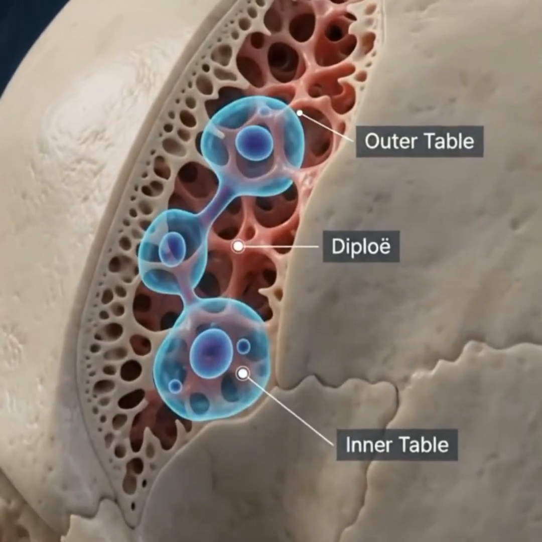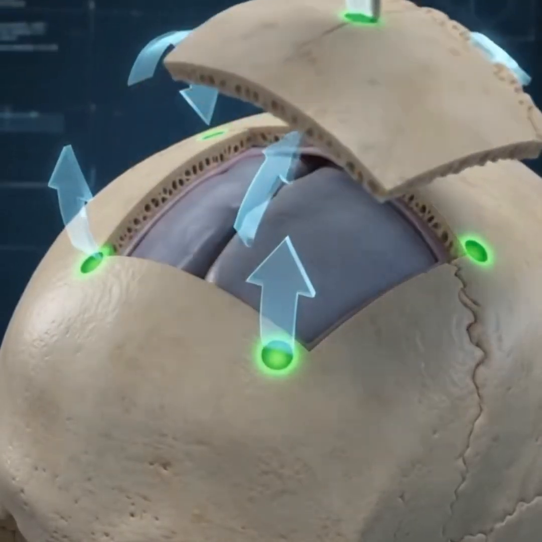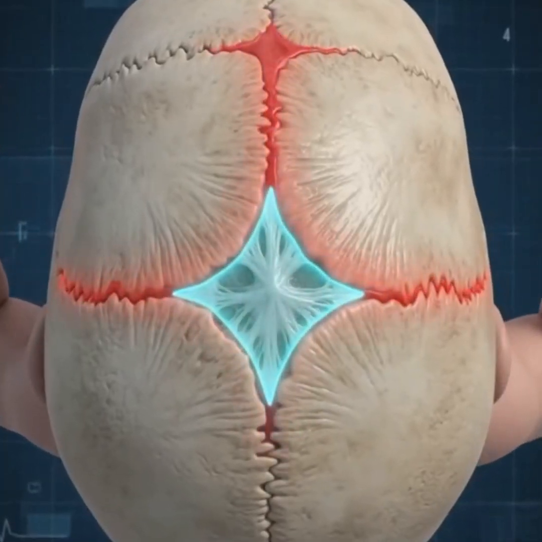Cranial flat bones form via intramembranous ossification. Pterion fractures can cause epidural hematomas. Craniotomy allows access to the brain. We assess fontanelle tension in infants.